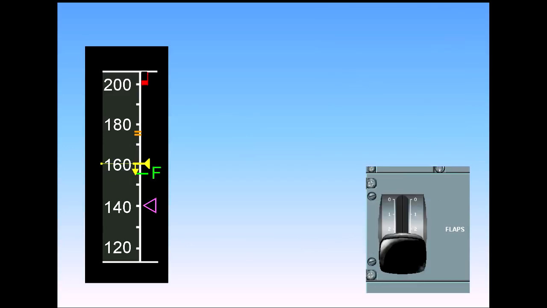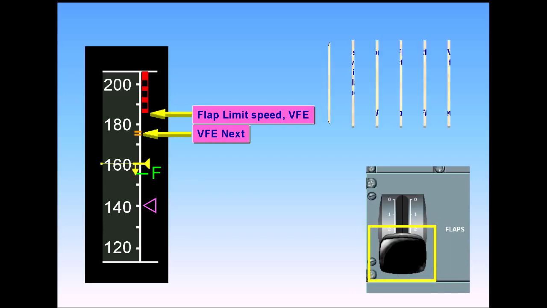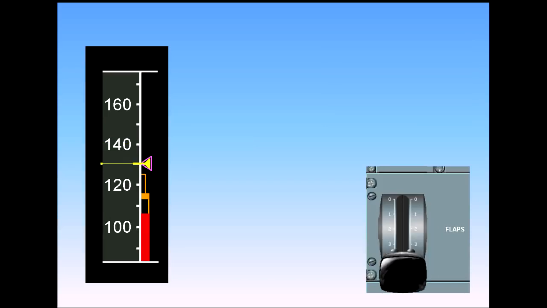As before, VFE next and VFE move to reflect the new flap position. Flaps full can now be selected. Click on the flap lever. The aircraft will eventually stabilize at V approach, and the VFE will be adjusted to reflect full flaps.